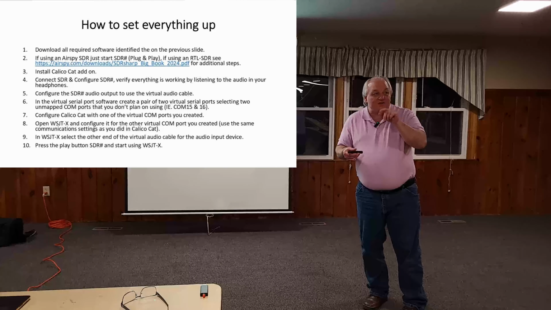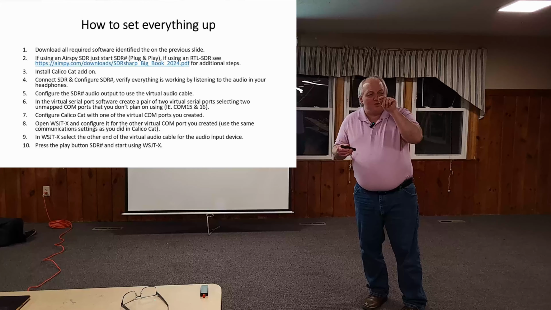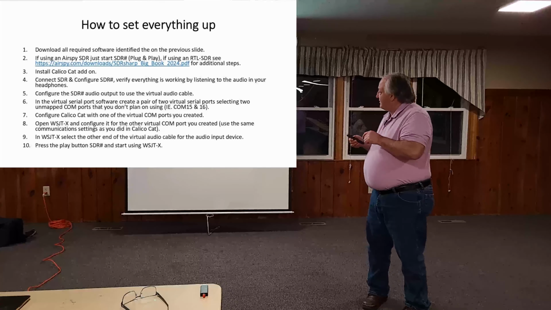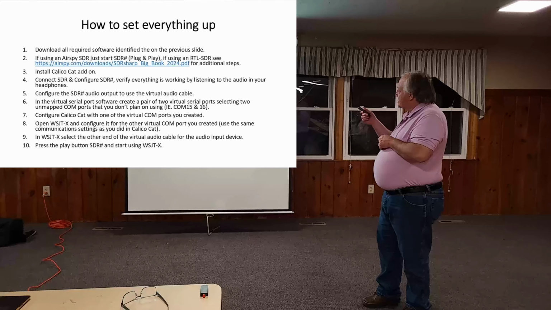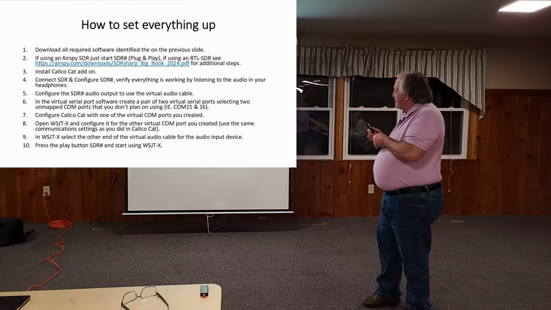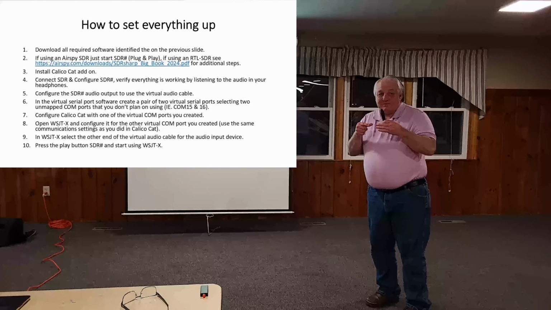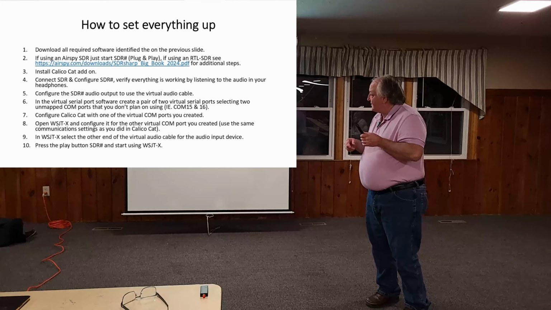So this is just a selection for your output. Do I want the speakers? Do I want the headphones? No, I want the virtual audio cable. So I do that. Now in the virtual serial port software, I have to create a pair of virtual serial ports. So I just select two unmapped ports that I don't plan on using, like 15 and 16 or something like that. And I basically want to merge them together, so whatever you see on 15, you'll see on 16.